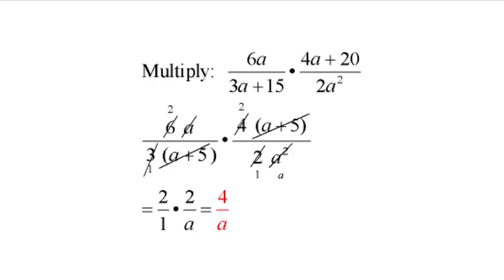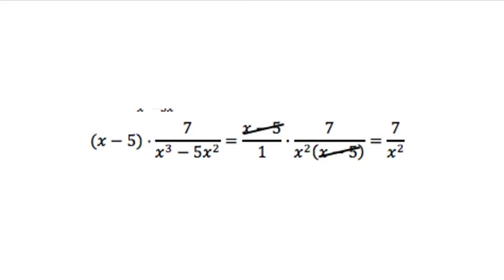For this one, you want to multiply 6a over 3a plus 15 times 4a plus 20 over 2a squared. You first want to simplify it, and you want to cross all the common factors out. Once you do that, you should have 2 over 1 times 2 over a, which in turn equals 4 over a.